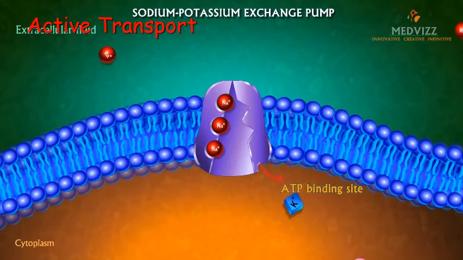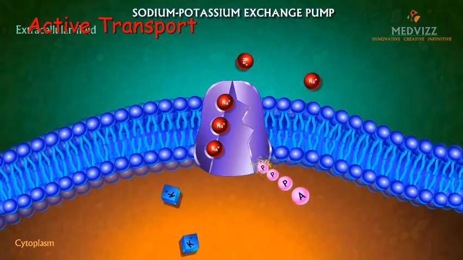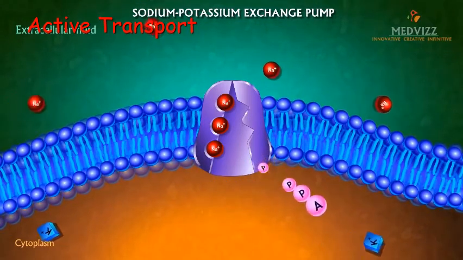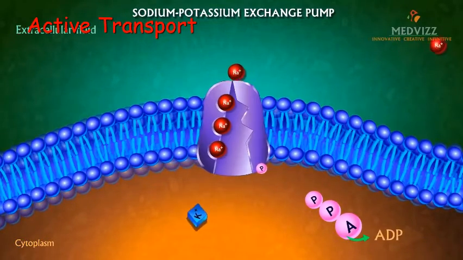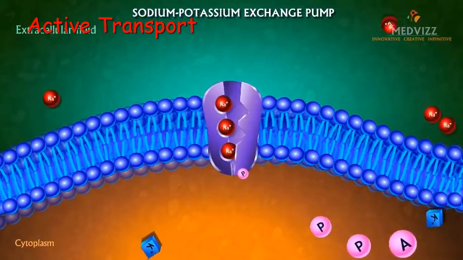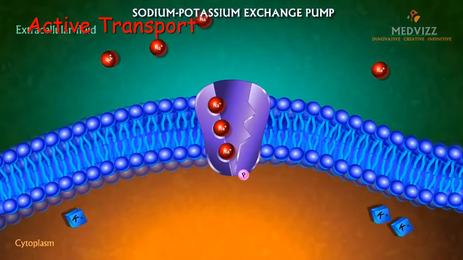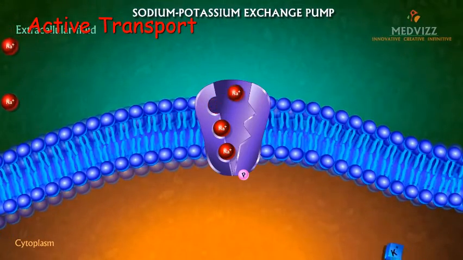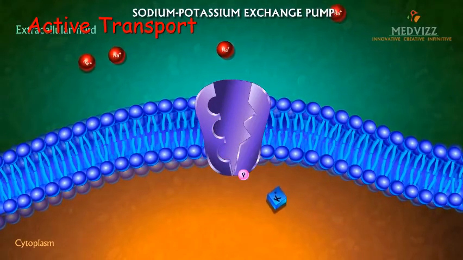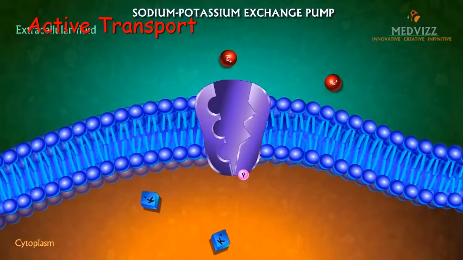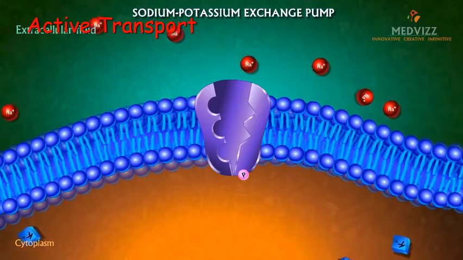In its new conformation, the molecule becomes phosphorylated at the expense of a molecule of ATP. The phosphorylation induces a second conformational change that translocates the 3 sodium ions across the membrane. In this new conformation, the protein has a low affinity for sodium ions, and the 3 bound sodium ions dissociate from the protein and diffuse into the extracellular fluid.